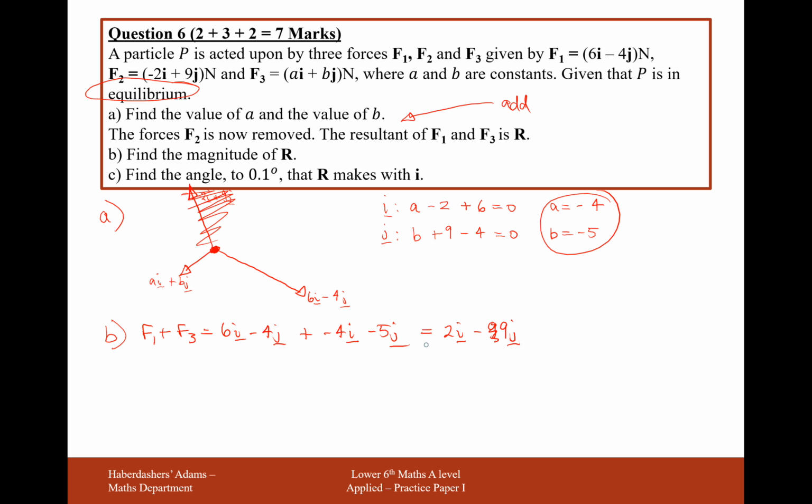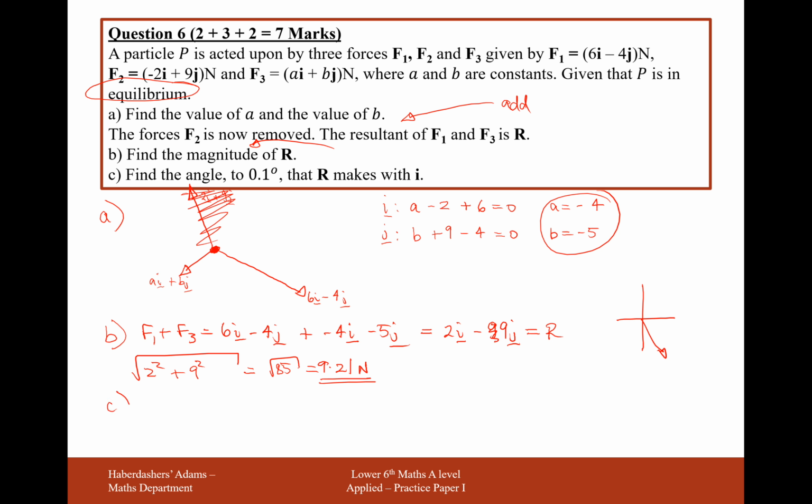Okay, but it doesn't ask for the force of R. What we want is the magnitude of R. Now remember, magnitude is just a posh word for saying Pythagoras distance. So that's 2 and minus 9, so it's effectively the distance along this line here, which is just a bit of Pythagoras. 2 squared plus 9 squared, that's the square root of 85, or 9.21 newtons.